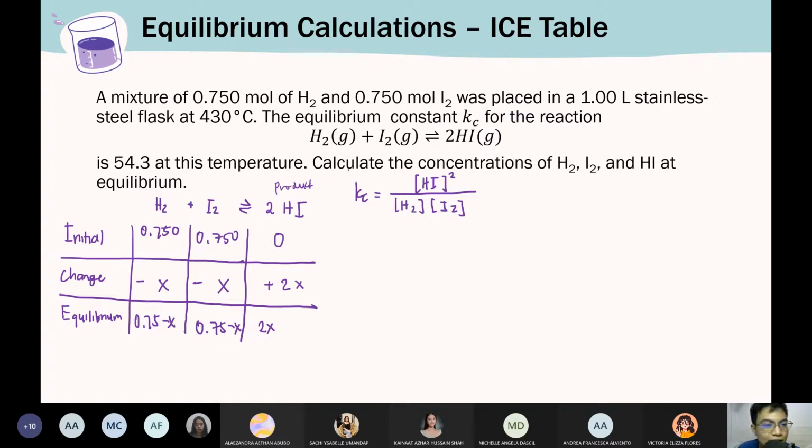And then plug in everything you know. So Kc is given. That's 54.3. That's 54.3 equal. Okay, so for the H I, that's 2x, and then siya ay naka-square. For the H2, 0.75 minus x. For the I2, still the same. Okay.